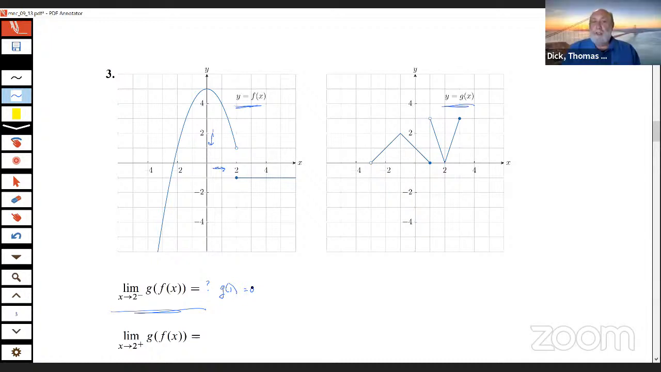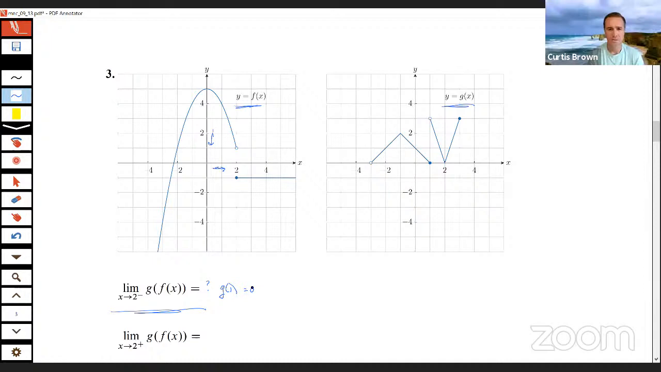Quick question, Steve. Did you mean g of -1? Or excuse me, g of -1? No, I don't think so. He means g of +1. Because as x goes to 2 from the left, right here, f is approaching 1, right there, I believe. Yep. Okay.